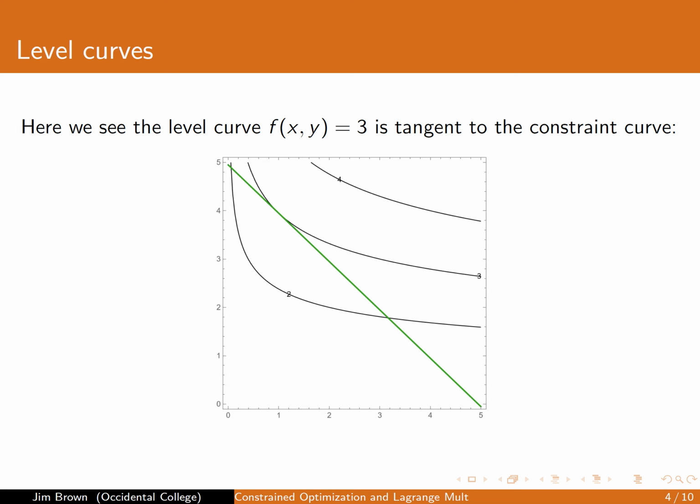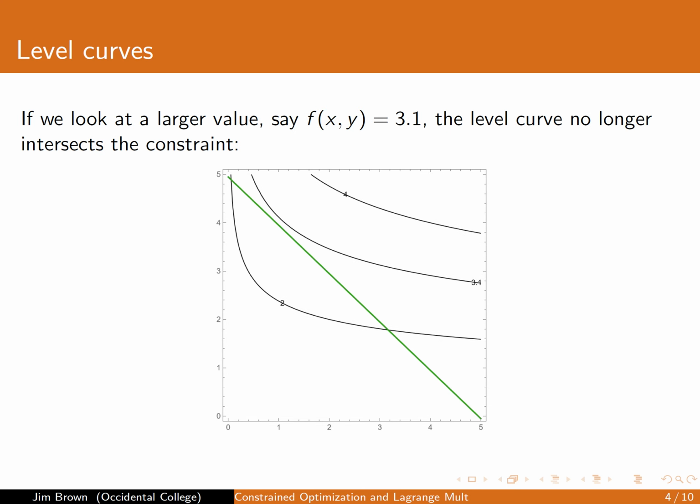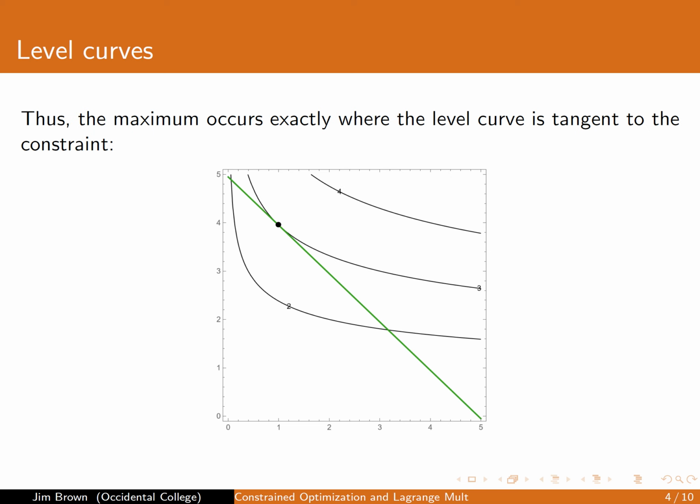Once we go past that, even if we go to 3.1, notice the value where f is 3.1, our constraint never hits that. So we'll never have a point on our constraint where the function is 3.1. So this is too big. We see the maximum occurs exactly where they're tangent, because once they're not tangent anymore, it'll either be too big or too small. So we want this point here that's on our constraint, but also where the constraint's tangent line is the same as the level curve's tangent line. Geometrically, that's what we're trying to find.